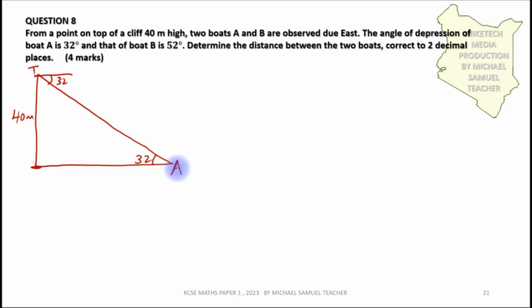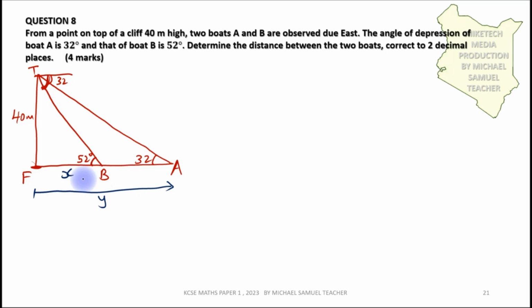So A is 32 degrees, the angle of depression from the top of the cliff, and that of B is 52. So B is at that particular point, so all of this angle will be 52, therefore angle of elevation will be 52 degrees also. So from the foot of the cliff, we let this distance of B from the foot be x meters and AB be y meters.